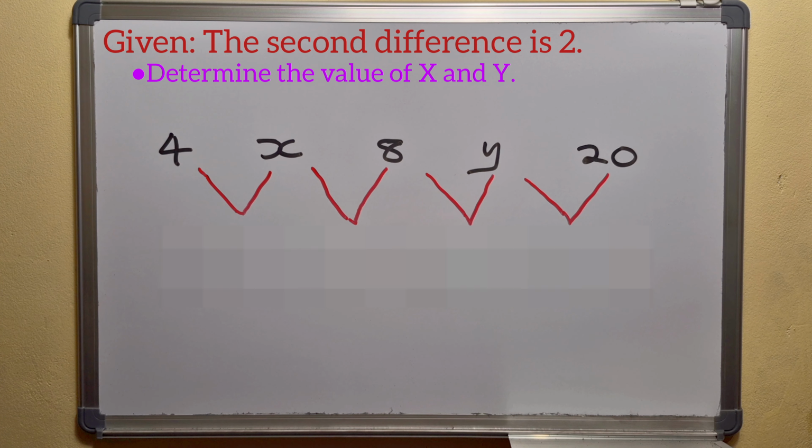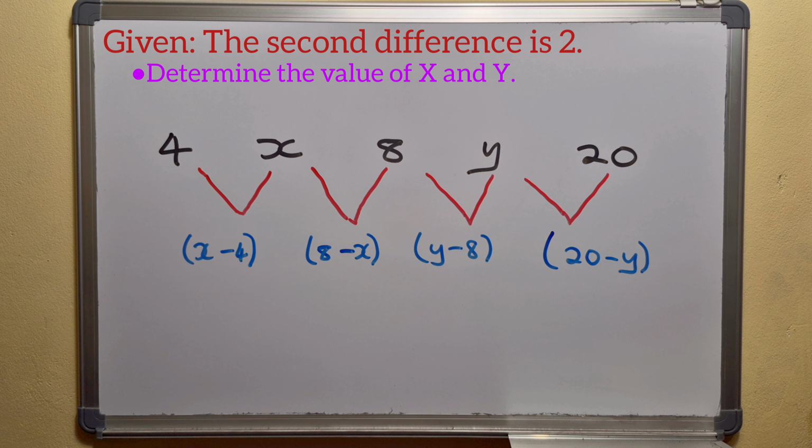Now consider this given sequence. Before we go to the question, let's show the first difference and the second difference. 20 and y are not like terms. They cannot be subtracted or added to each other, so the difference remains 20 minus y. The same applies to y and 8. They are not like terms, so the difference remains y minus 8. 8 minus x remains 8 minus x, and x minus 4 remains x minus 4. Now, from the above statement, we are told that the second difference is 2, so we can just show that and move on to the question.